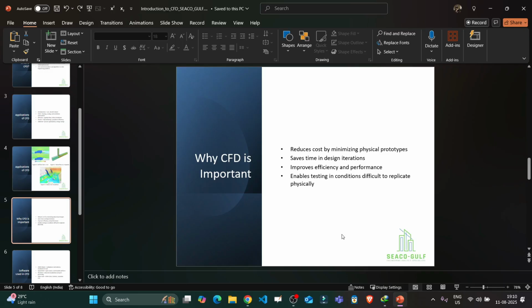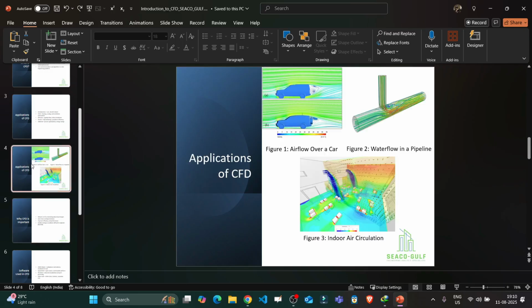Then there is design optimization. As we have seen here with the car, how much drag is made by the air when the car is moving. With the help of the 3D model and CFD, we can make changes in the design and get the optimum design, so that we get minimum drag when the car is moving.